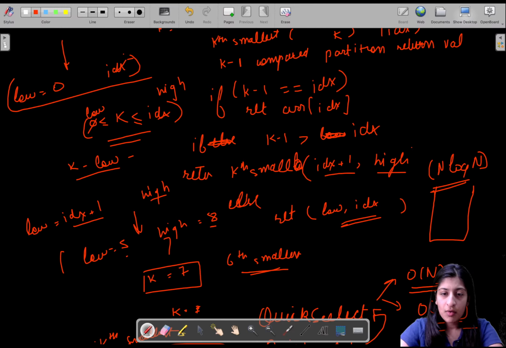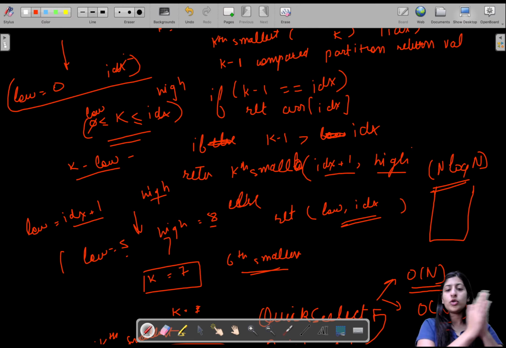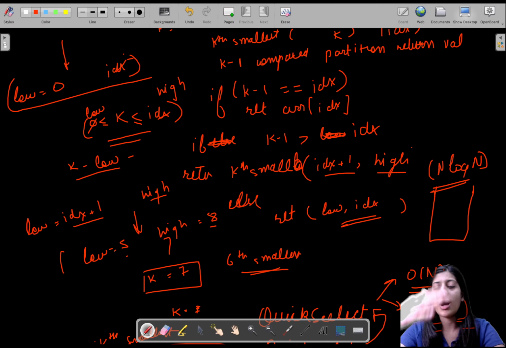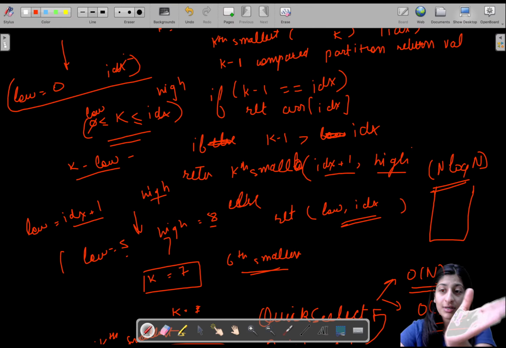Otherwise, what can be the condition? I told you, either your k lies somewhere between low and that position, or somewhere between position and high. So you check if k minus 1 is greater than your pos index; that means you have to check the next half of your array.